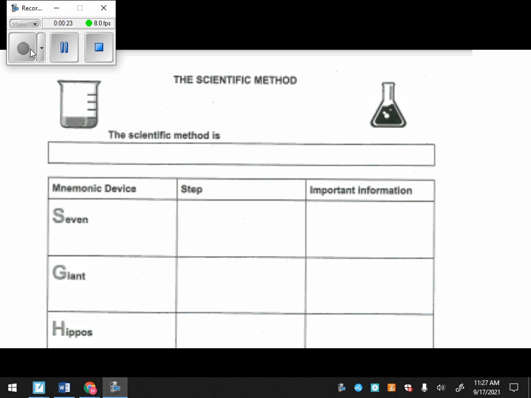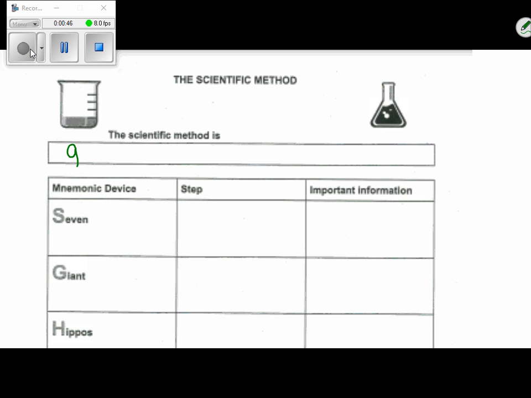We are going to be utilizing the scientific method to solve problems. So the scientific method is a procedure or a system. What words should we choose to write in our notes? These words need to be something you can remember. So it's a step-by-step guide. I'm going to say it's a guide. The scientific method is a guide to help scientists solve problems.